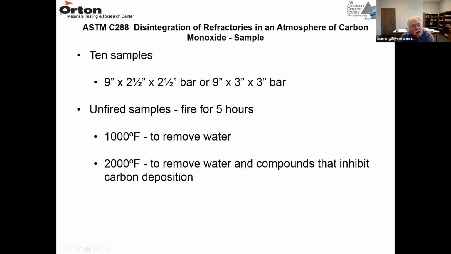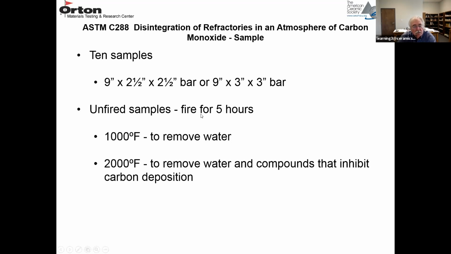This test asks for 10 samples. They're 9 by 2.5 by 2.5 bars or 9 by 3 by 3 inch bars. They're basically a half of a 9-inch straight that's cut in half along the length. If you're testing a castable, you may use a fire clay castable in this type of application. We didn't talk about castables yet, but you can bond fire clay aggregate with calcium aluminate cement and make a castable.